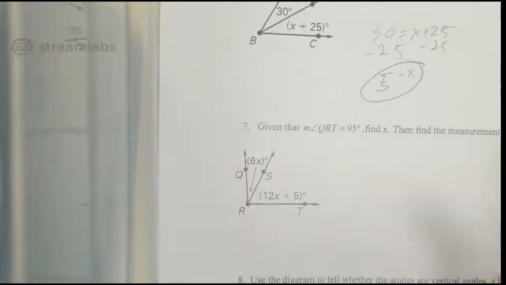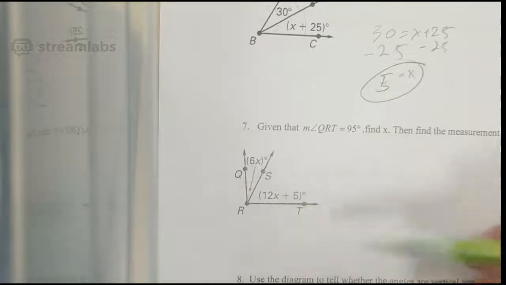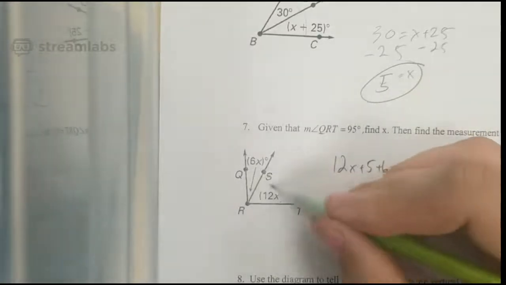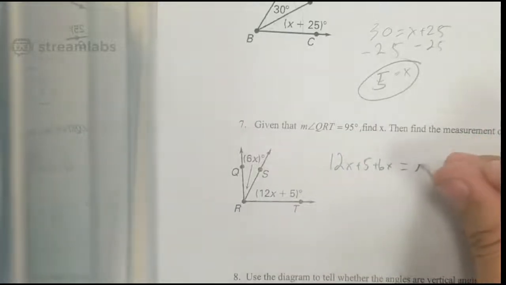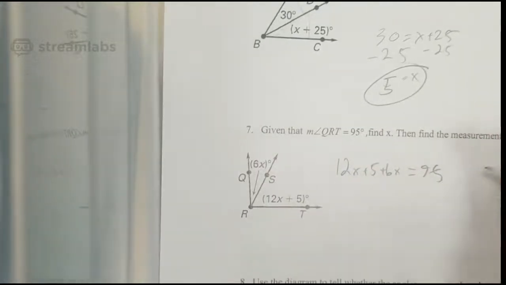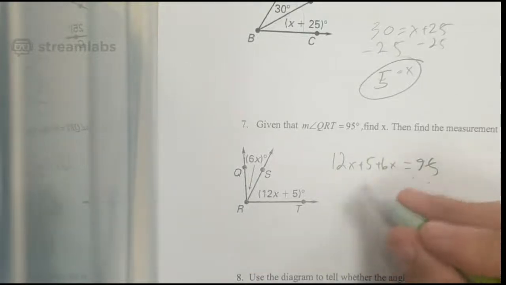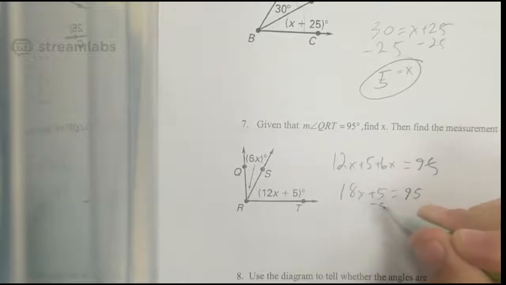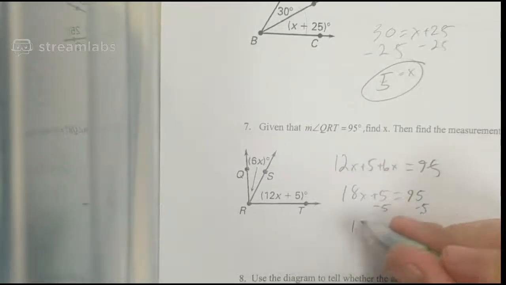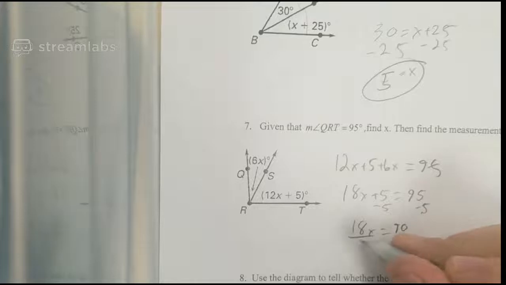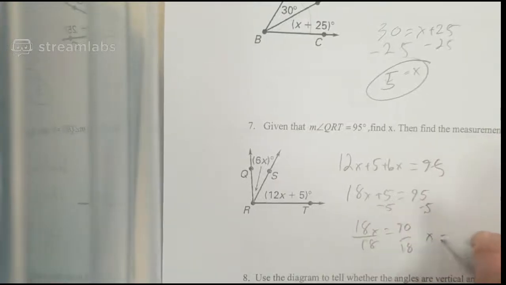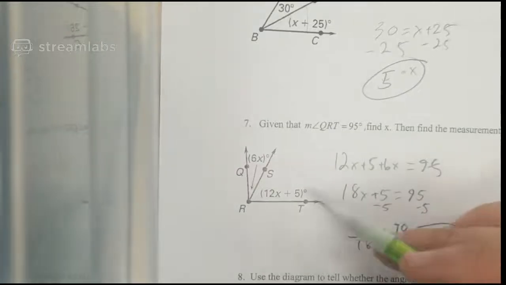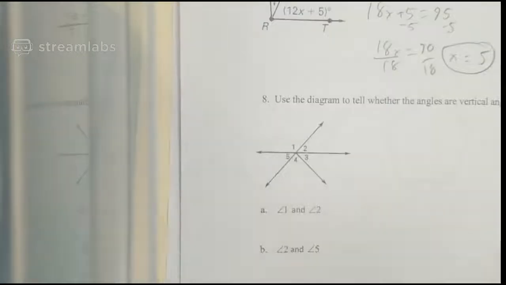Over here, QRT equals 95. Find x. So you know the whole angle QRT is 95. So it's 12x plus 5 plus 6x, the two pieces of the angle, equals 95. Because of that, we can combine like terms. So that's 18x plus 5 equals 95. Subtract the 5, subtract the 5. 18x equals 90, divided by 18, divided by 18. X equals 5. And you could plug that in to check if it adds up to 95.